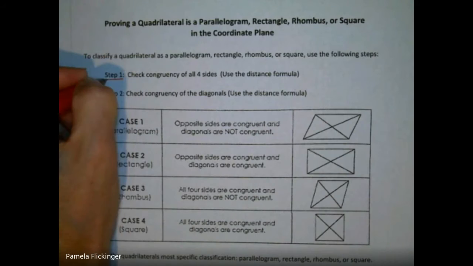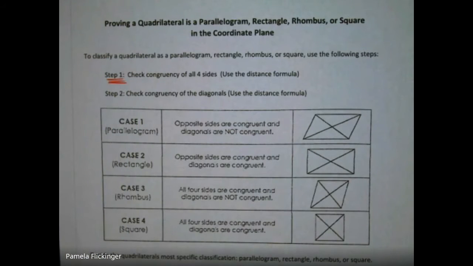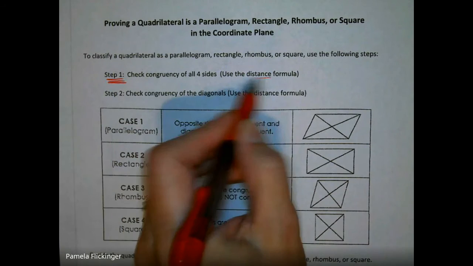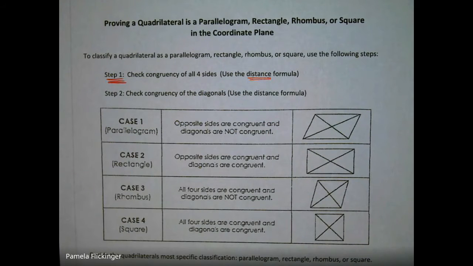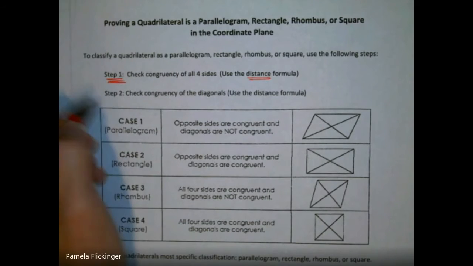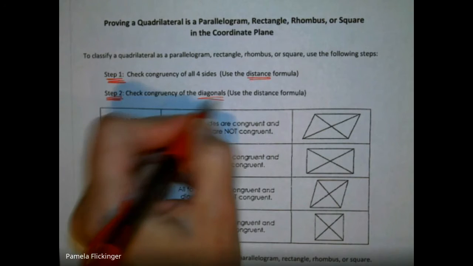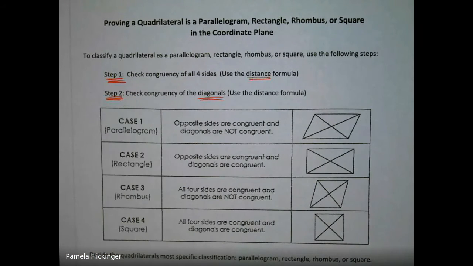All right. Step 1, in order to classify, we have to check the congruency of all 4 sides. We need to know not just that opposite sides are congruent, but are all 4 of them congruent. So again, we're going to use the distance formula to discover that. The other thing we're going to do is actually check the diagonals. We did not do that before, because in different shapes, the diagonals have different properties. So again, we're going to use the distance formula to look at the length.